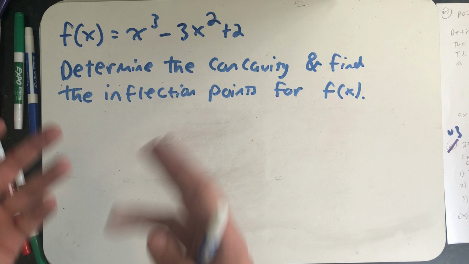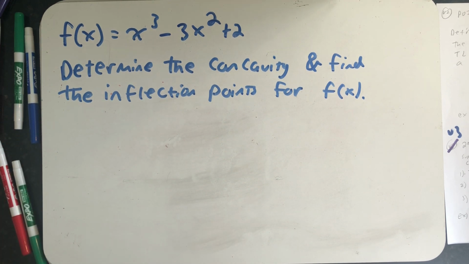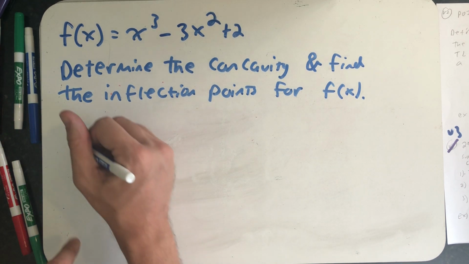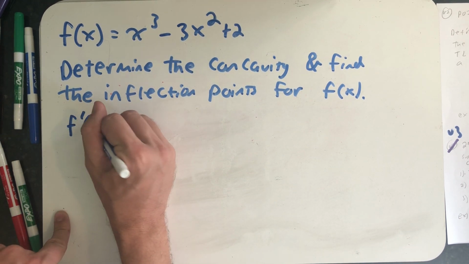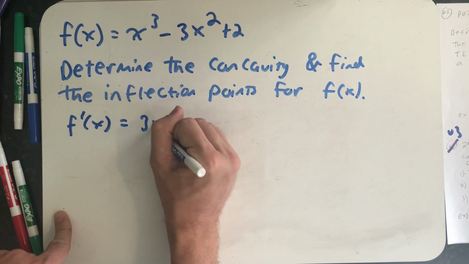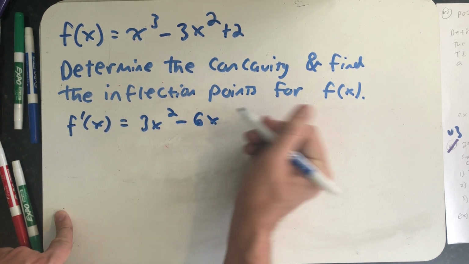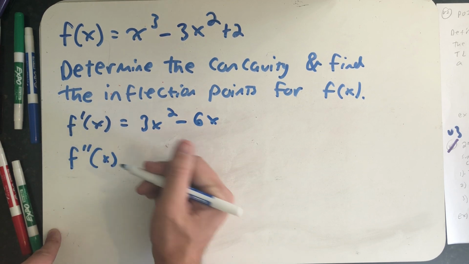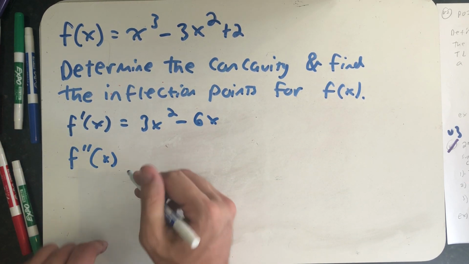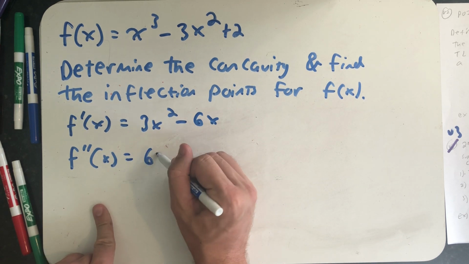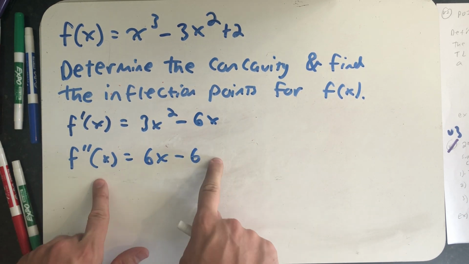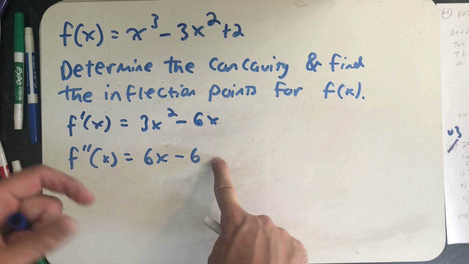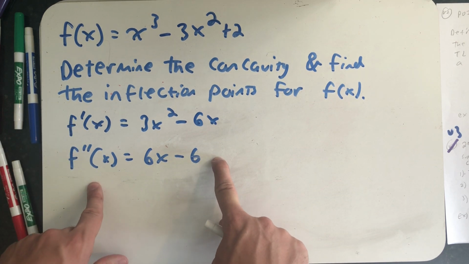So, in this problem, I'm asked to determine concavity and find inflection points for this function. So, let's take two derivatives and see if we can do that. So there's my first derivative. That would help me find out places where my graph increased or decreased, and now a second derivative. And this is going to help me figure out where my graph is concave up and where my graph is concave down.